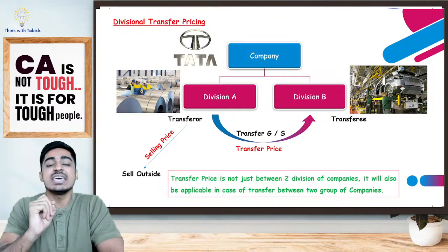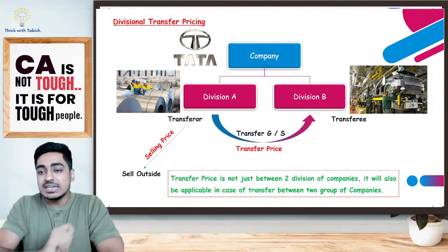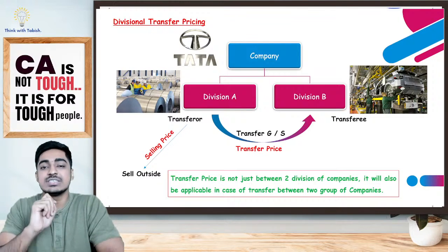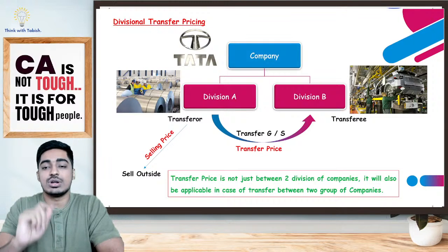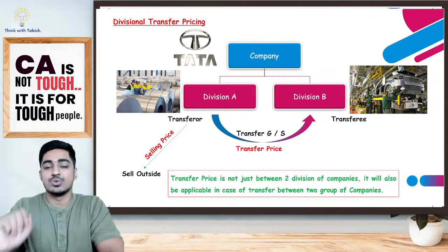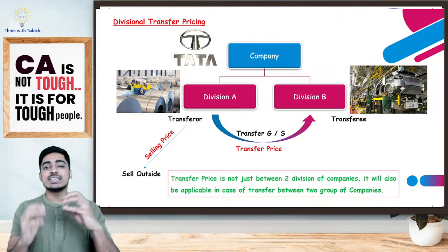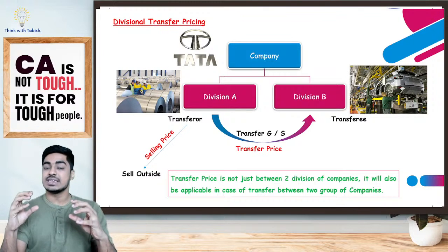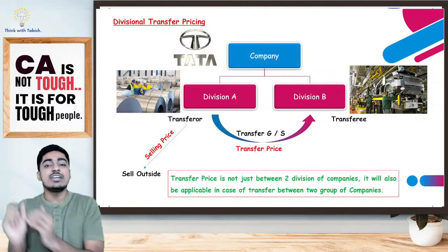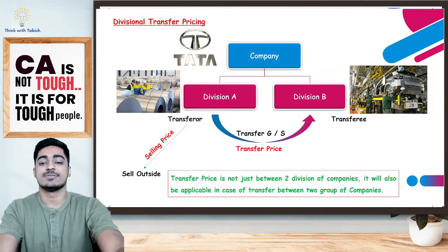So the price at which goods or services are transferred from Tata Steel to Tata Motors, the price at which steel is transferred, is called the transfer price. Is it clear, students? So what is transfer price? When goods or services are transferred from one division of an organization to another division of the same organization, the price at which such goods or services are transferred is called the transfer price.